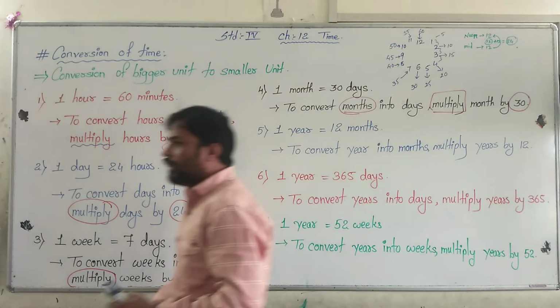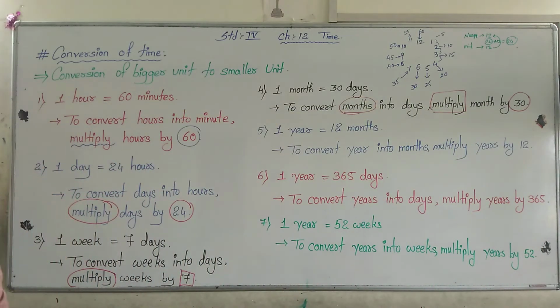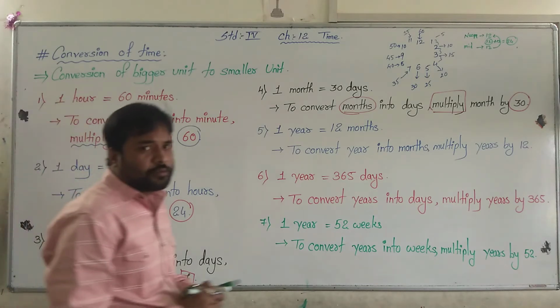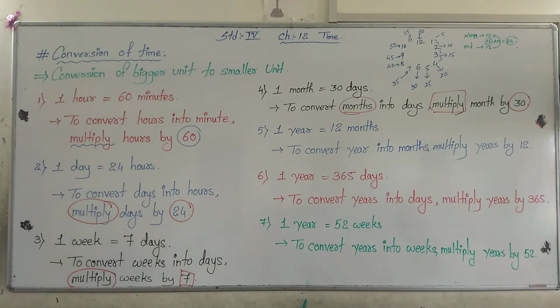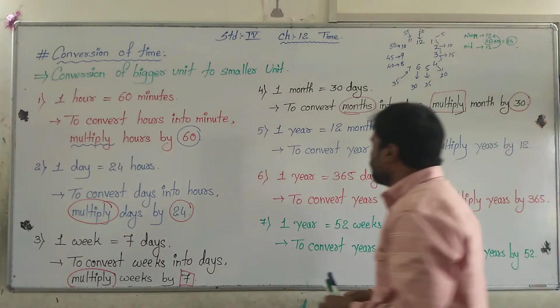What do we multiply with? We multiply with 30. Generally we have to take 30 days. Right? Some months have 31, but here we are going to take only 30 days. We are talking generally. Right?